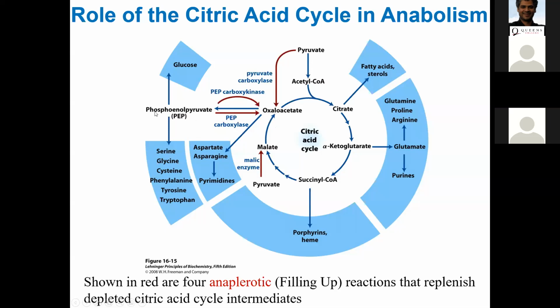Oxaloacetate can be converted to PEP, phosphoenol pyruvate, that can be utilized to make glucose via gluconeogenesis, right? PEP is also a very important intermediate for making other amino acids such as serine, glycine, cysteine, phenylalanine, tyrosine, and tryptophan. So you can see that intermediates of citric acid cycle can be taken away if needed to in anabolic reactions.